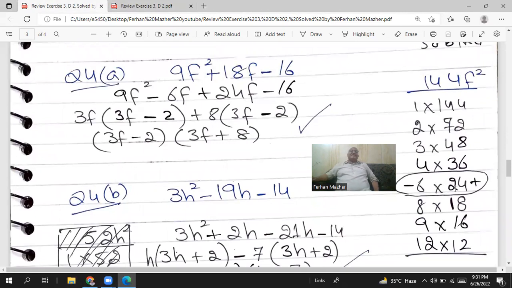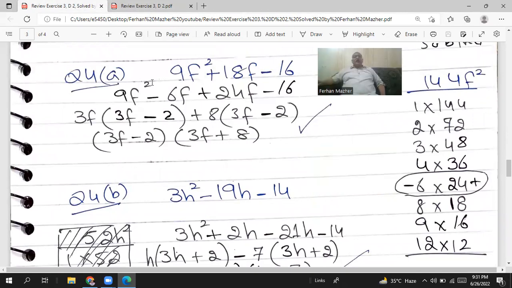So the pair is 6 and 24. If you subtract them, you get 18 because you want positive 18. So with the larger number, I will write plus, and with the smaller number, I will write minus. So now it will be 9f square minus 16f plus 24f minus 16.